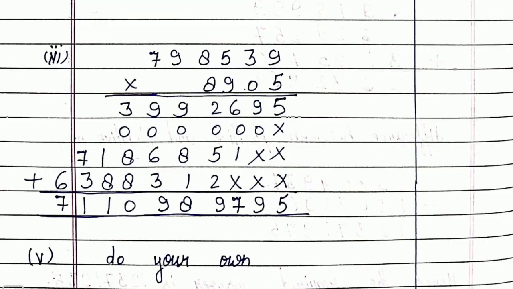Same procedure we will follow in the third part also. We will multiply these 4 digits one by one and then we will add, hence the required answer will be this. And the fifth part you do on your own. Simple multiplication is there and I hope you understand now how to do this. So the fifth part you will do by yourself.